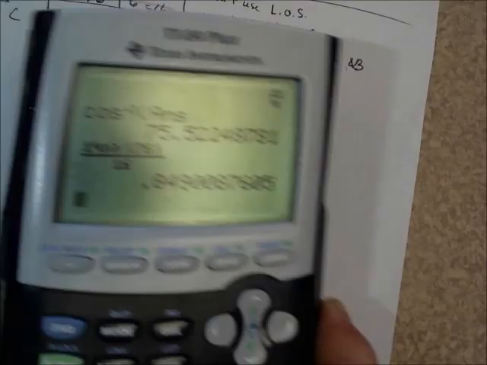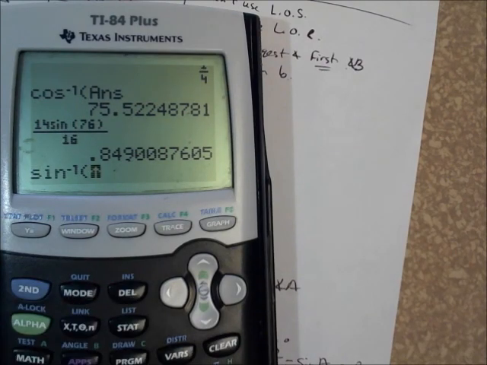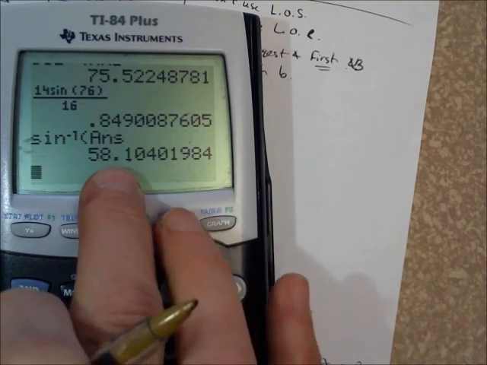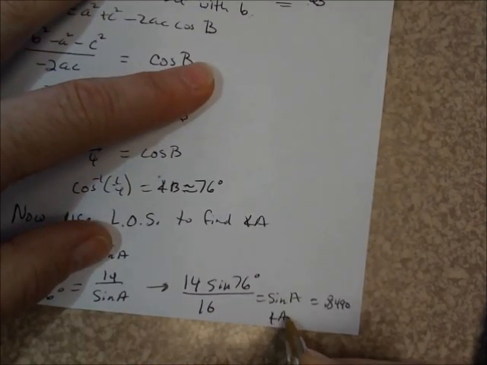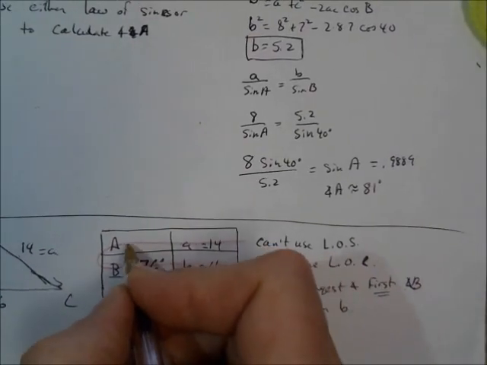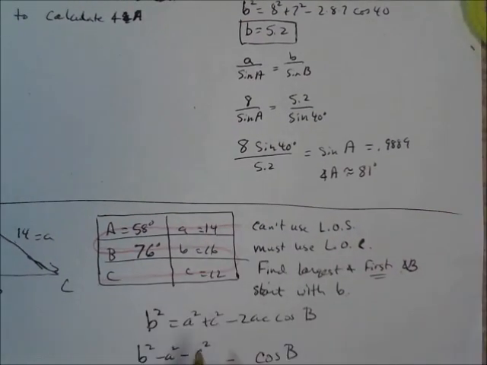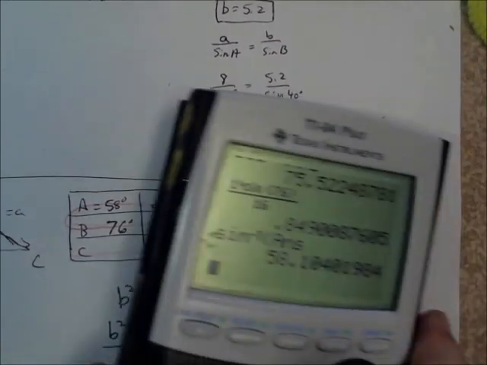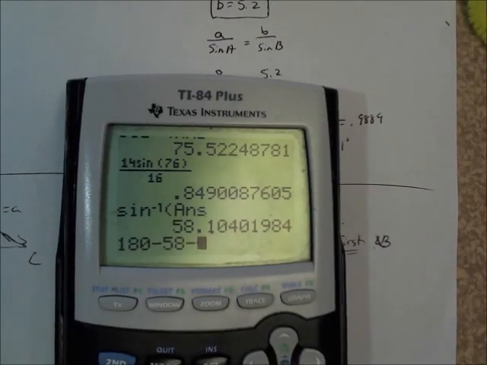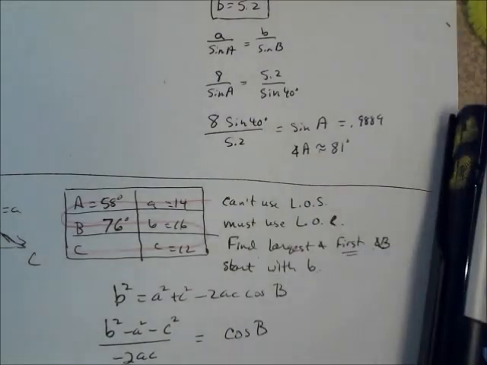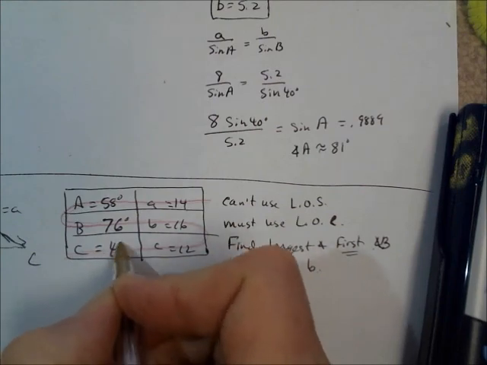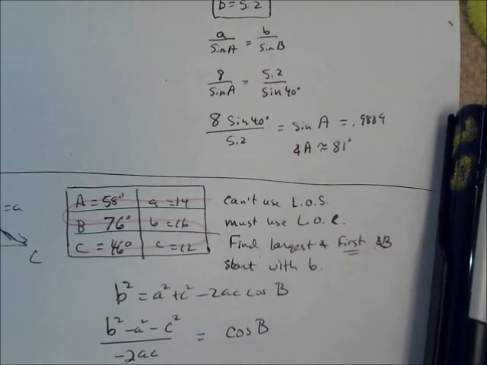And then if you do second sine of that answer, you're going to get angle A, which is 58.1 or 58 degrees. So angle A is approximately equal to 58 degrees. So we'll put that up in our chart. Now when you add those two up and subtract from 180, 58 and 76, you get 46 degrees is the missing angle for angle C. And now we're done with that problem.